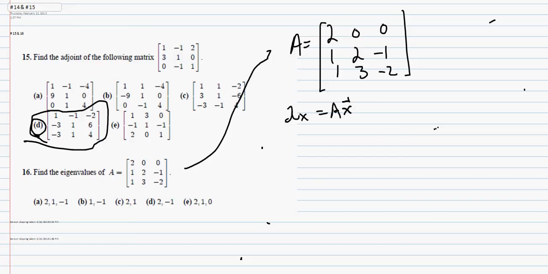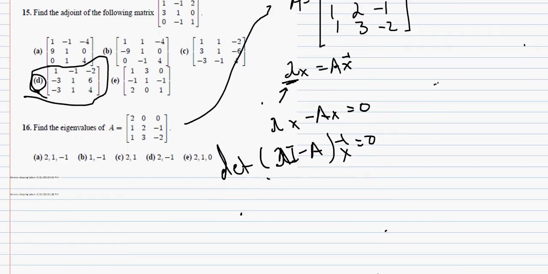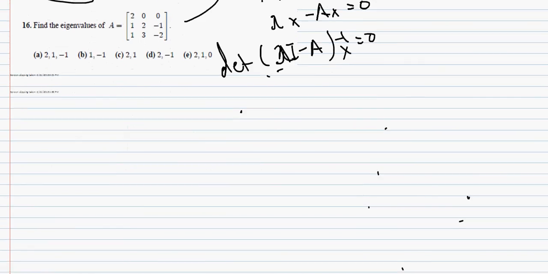So how do I actually find these eigenvalues? Well, this is called the eigenvalue equation. What I want to do is bring this over here, lambda x minus Ax equal to 0, and factor out x, so it's lambda times identity minus A. Times x is going to equal 0, and the determinant of this matrix will actually equal 0.